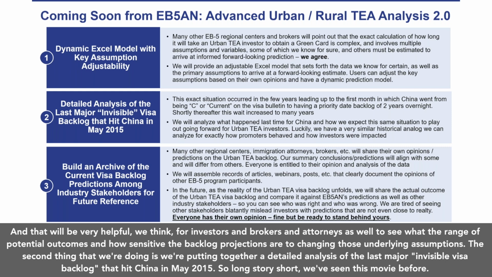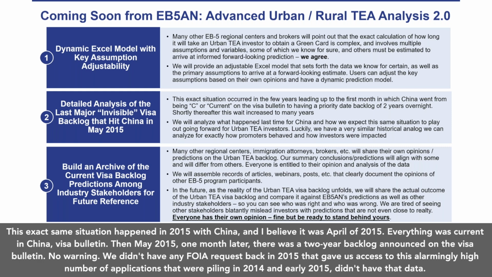The second thing that we're doing is putting together a detailed analysis of the last major, quote, invisible visa backlog that hit China in May 2015, right? So long story short, we've seen this movie before. This exact same situation happened in 2015 with China. I believe it was April of 2015, everything was current in China on the visa bulletin. Then May 2015, 1 month later, there was a 2-year backlog announced on the visa bulletin.